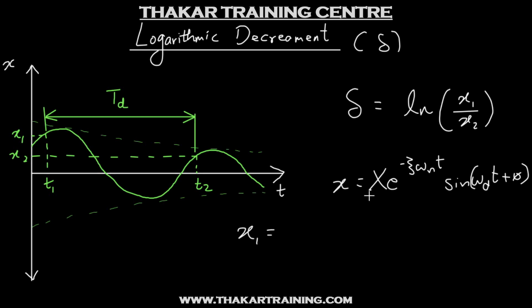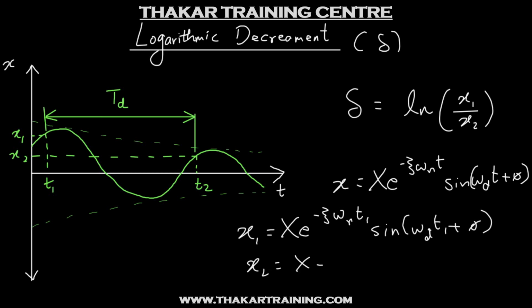So this x that we have written is this green curve that is following over here. So x1 is nothing but the value at time t equal to t1. So for x1 what I should do is put t equal to t1 in this expression. So x1 will be nothing but X e raised to minus zeta omega n t1 sine of omega d t1 plus phi. And what about x2? In a very similar manner, this should be X e raised to minus zeta omega n t2 sine of omega d t2 plus phi.